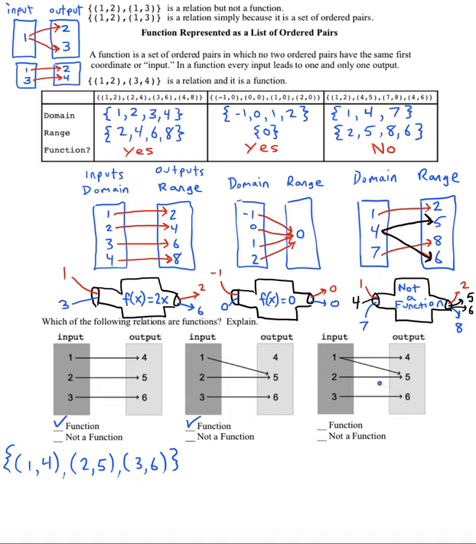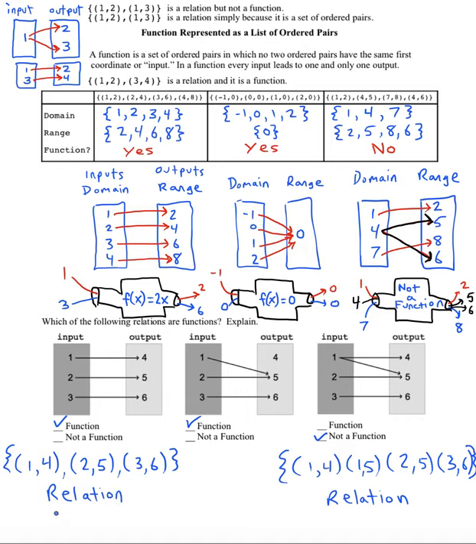But the last one, we see that 1 leads to 4, and 1 leads to 5. And that's the problem. So this one can be called a relation, which is just a set of ordered pairs, but it is not a function. This one over here is both a relation and a function.